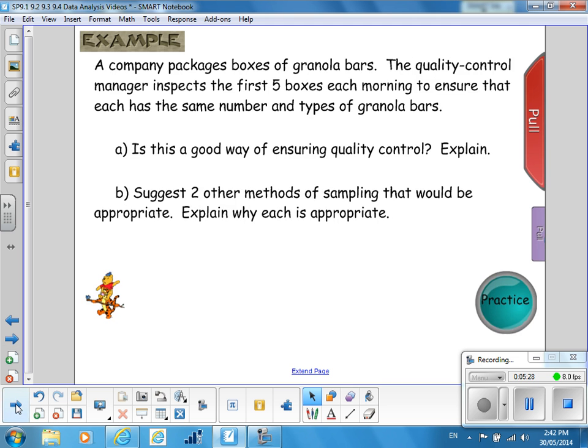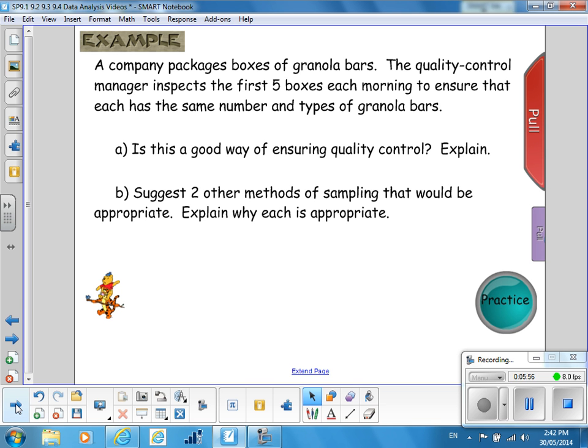A company packages boxes of granola bars. The quality control manager inspects the first 5 boxes each morning to ensure that each has the same number and types of granola bars. Is this a good way of ensuring quality control? Probably not. You're only selecting 5, first of all, and I'm pretty sure that in a day they're going to produce more than 5 boxes, quite a few more than 5 boxes, so it's a pretty small sample.